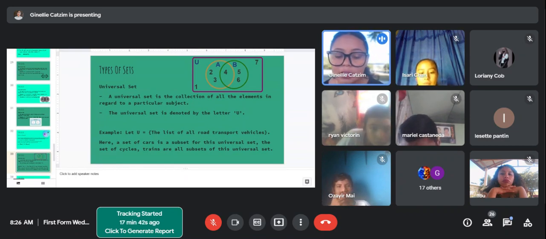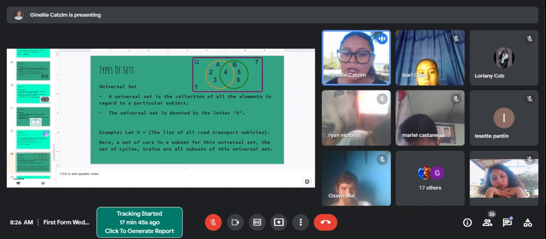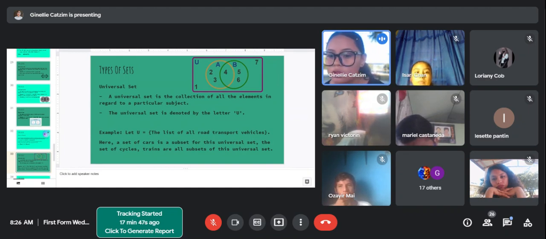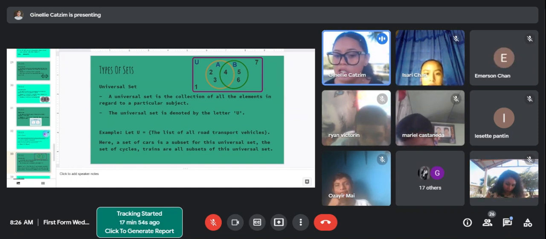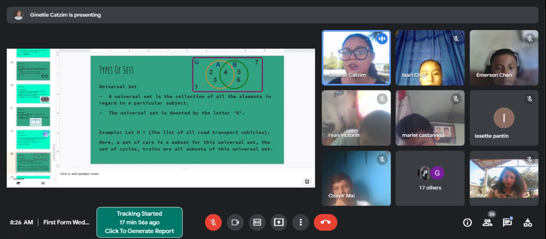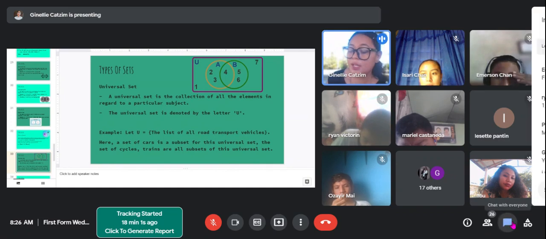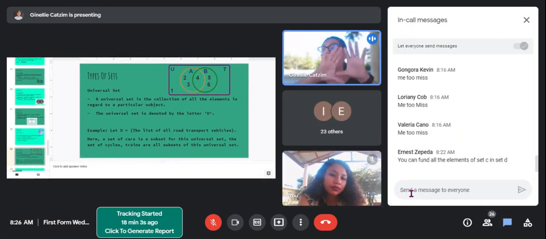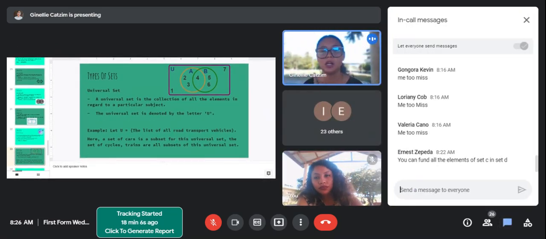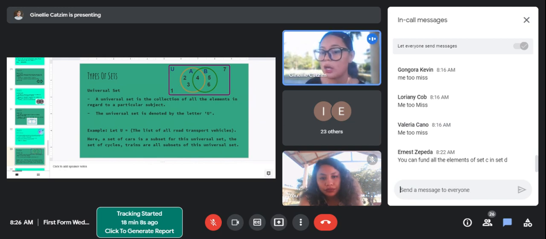And we have an example here. Let U equal the list of all road transport vehicles, right? We have a set of cars that is a subset of the universal set. The set of cycles, the set. Why are they subsets? Because the universal set is talking about everything in general. It's not talking about just one road transport. It's talking about all the road transport, right? Because it's talking about all of them, we can categorize them, right?